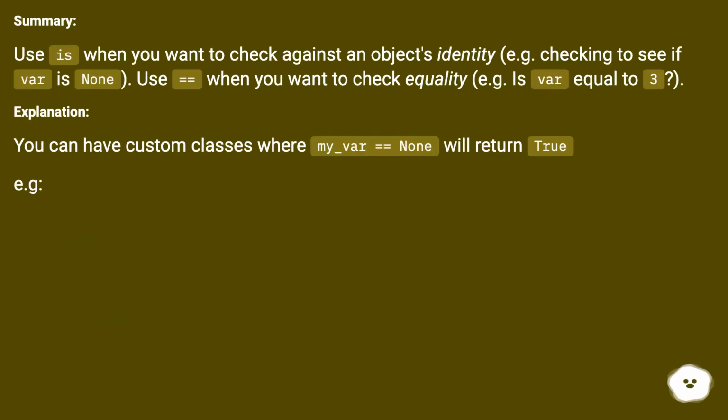Summary. Use "is" when you want to check against an object's identity, e.g. checking to see if var is None. Use "==" when you want to check equality, e.g. is var equal to 3? Explanation. You can have custom classes where my_var == None will return True, e.g.